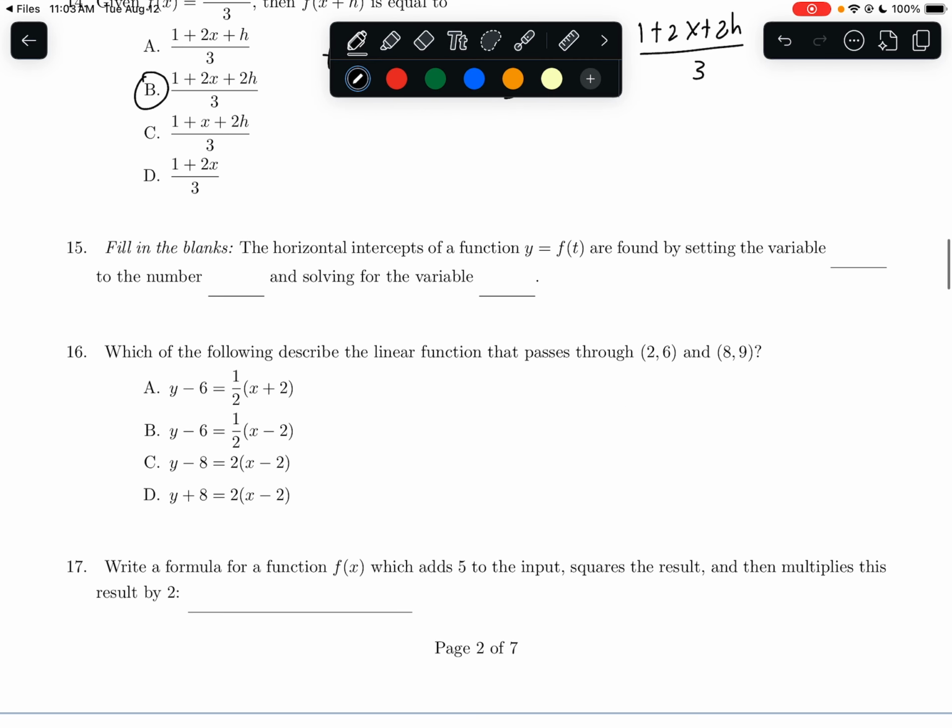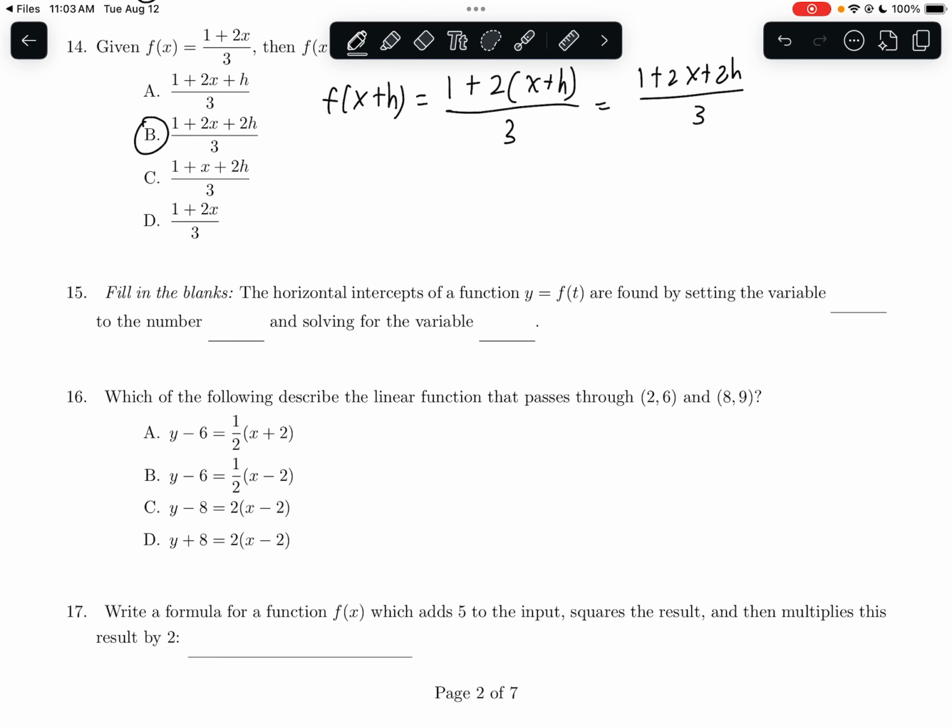The horizontal intercepts are found by setting what variable to what? Well, if you want the horizontal ones, you want to know when the output is 0. So you want to set y to 0, and then you would solve for t, to figure out when y is 0, what are the values for t?